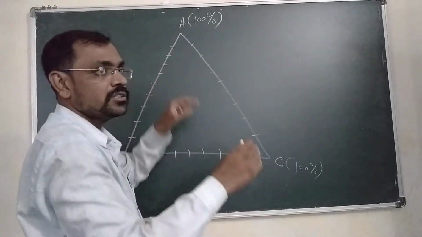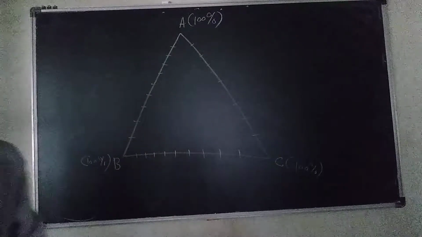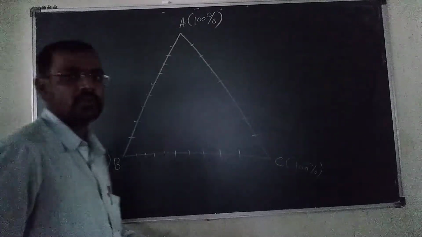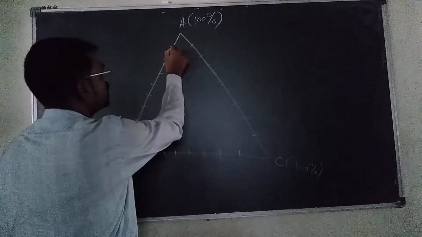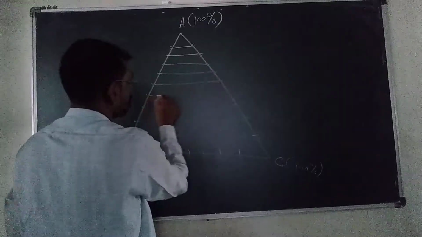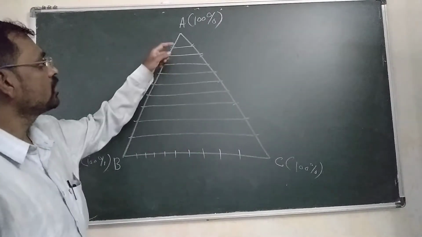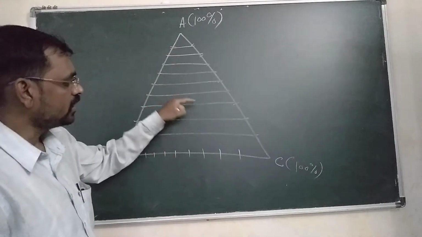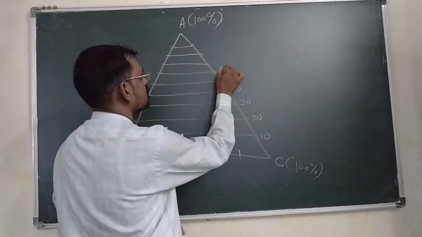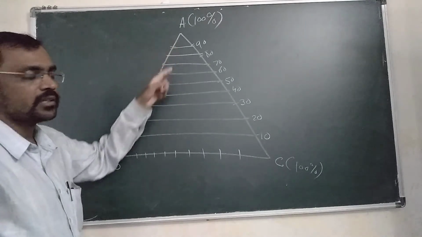Now we draw the lines. The line which is lying below the A represents the composition of A. Now A is 100% here, and the composition goes 10%, 20%, 30%, 40%, 50%, 60%, 70%, 80%, 90% and 100%. So the line lying below the A represents the composition of the A.